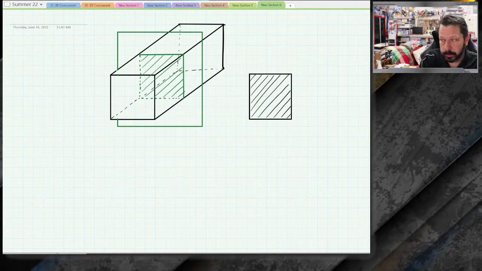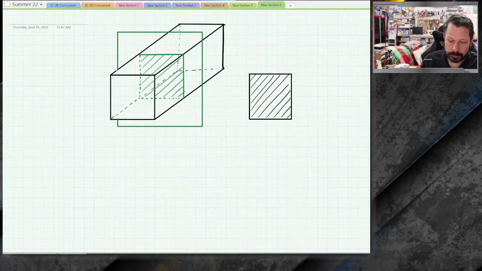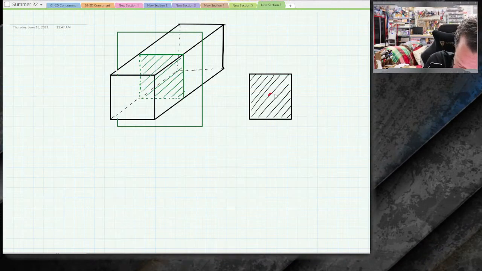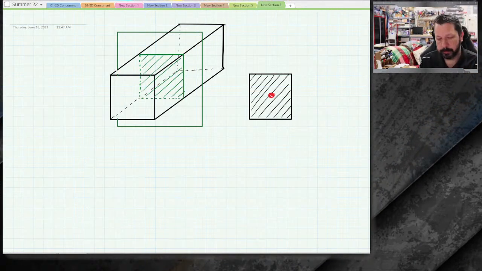So for our rectangle, that's why I chose a rectangle, because it'd be really easy. We can just look at it. The centroid is right there in the middle.